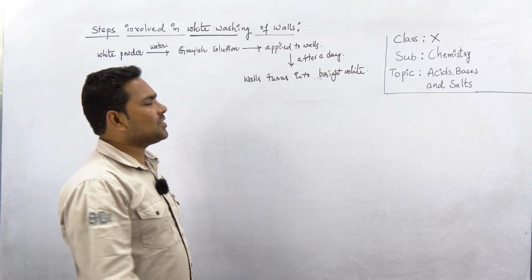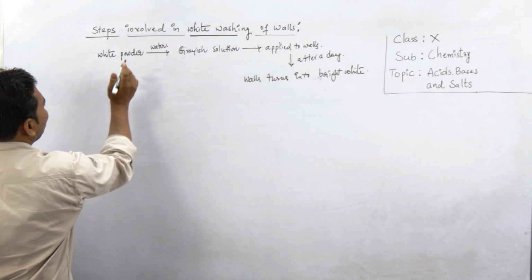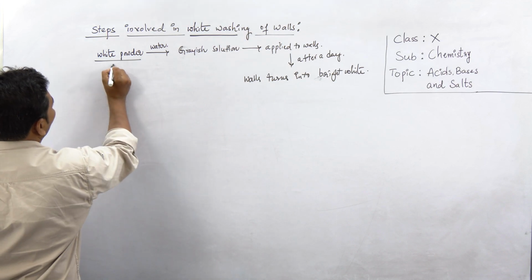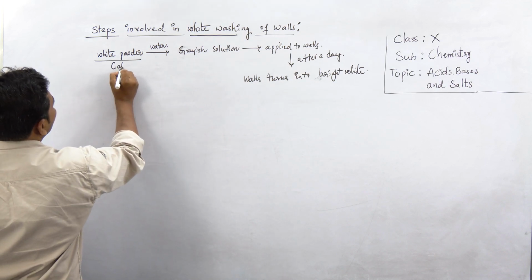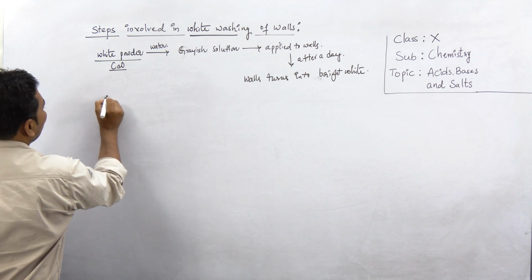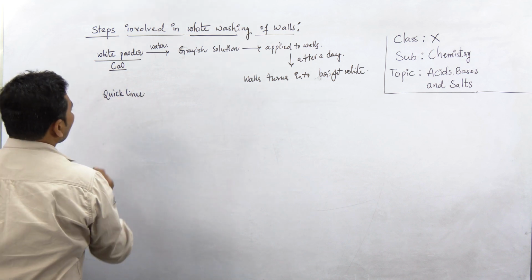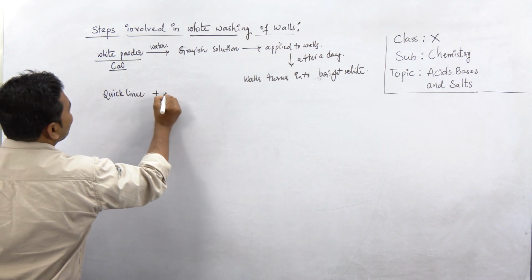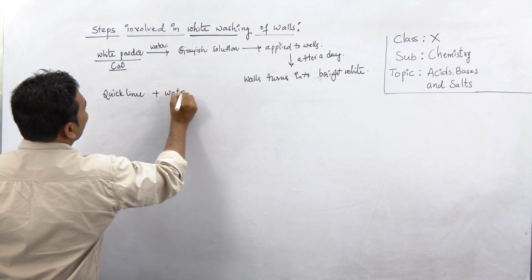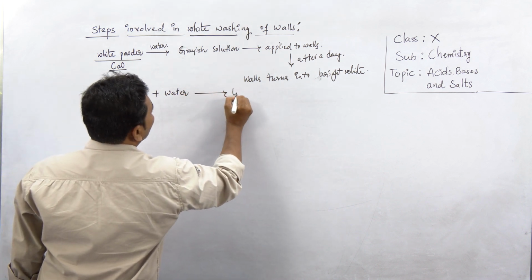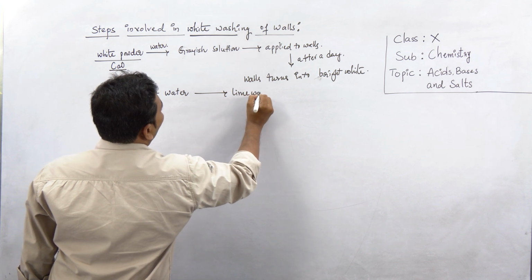There is a connection between this process and the test of CO2 gas, and you will understand it now. What is the first one? The white powder. What is that white powder? The white powder is called calcium oxide. It is called quicklime. This quicklime is added to water to get a solution of lime water.